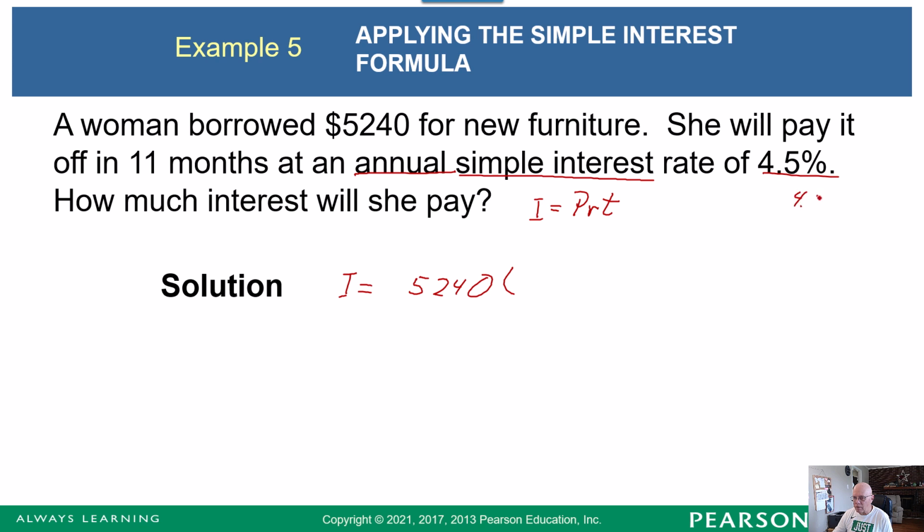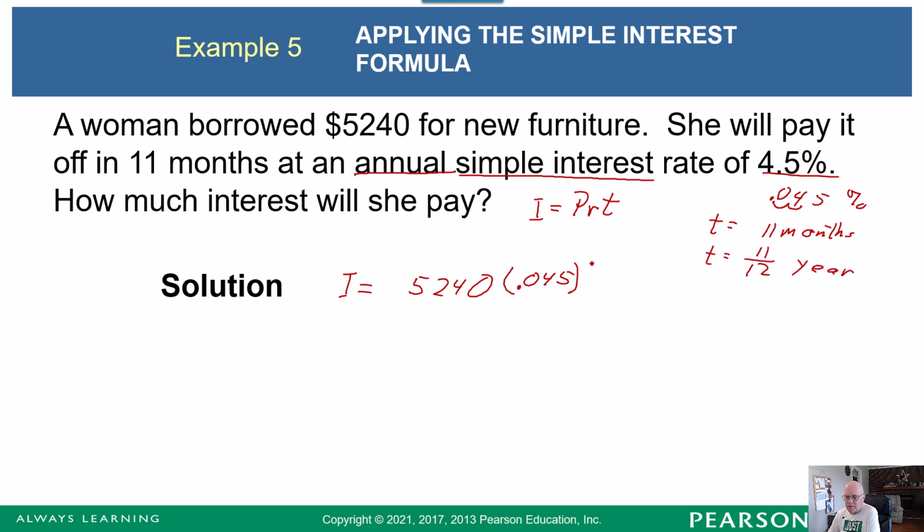So 4.5%. If I want to change it, I'll move the decimal point 2 places because of the percent, so our annual rate as a decimal looks like this. And the time. This is a good place to remember that time needs to be in years. So right now we've got T equals 11 months. How many years is that? Well, T equals 11 twelfths of a year.